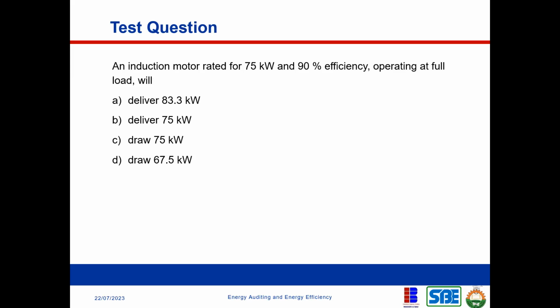So what will that motor do? What will it deliver, or will it draw, any of these options in the multiple choice answers? Let somebody look at it and tell us what the answer will be. An induction motor that is rated 75, and this 75 is rated at 90% efficiency. Will it deliver 75 or will it draw 75? Let me make it easier for us. Will it deliver 75 kilowatts or will it draw 75 kilowatts?